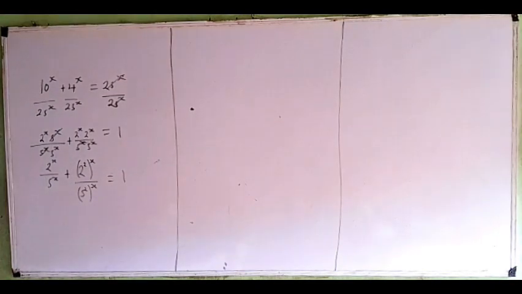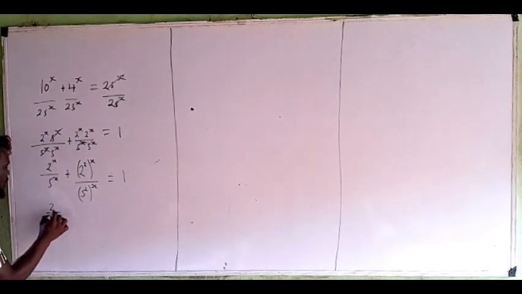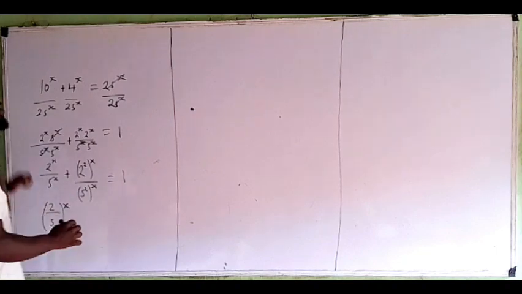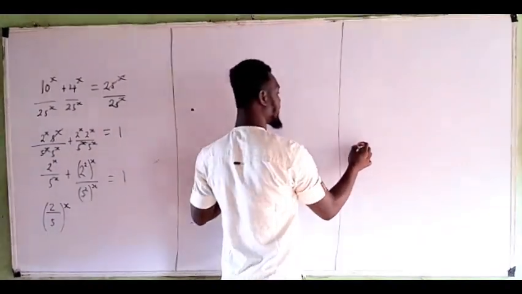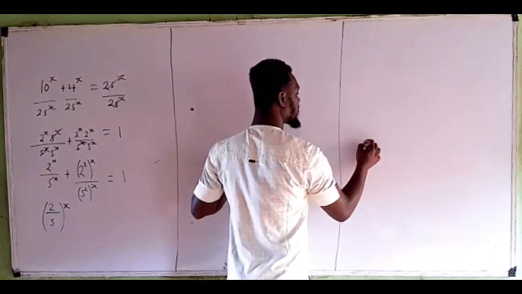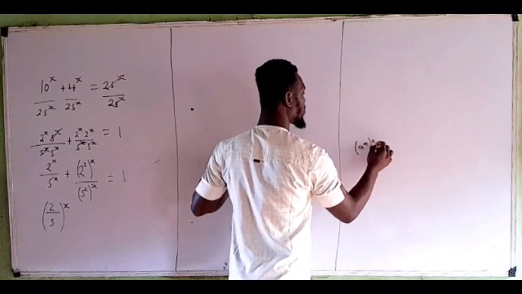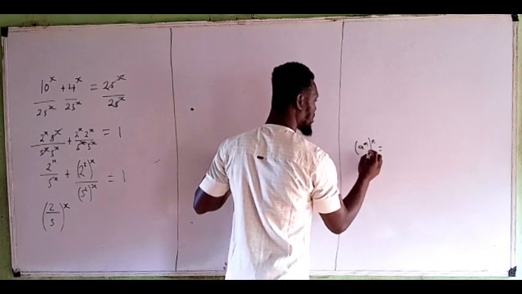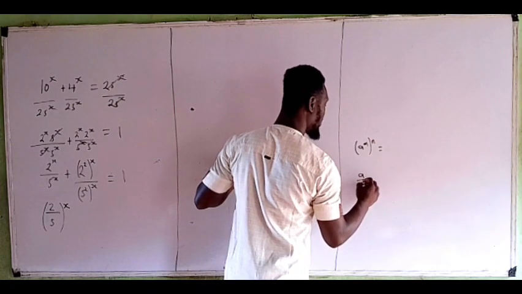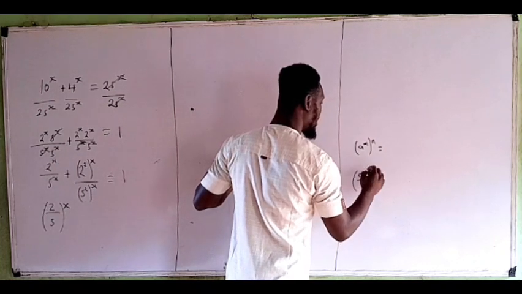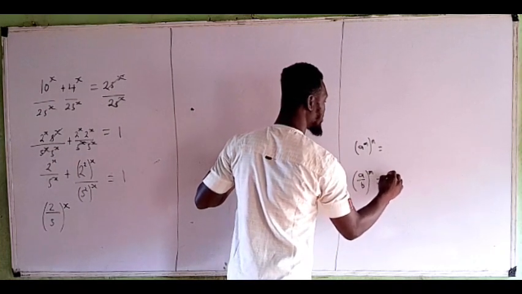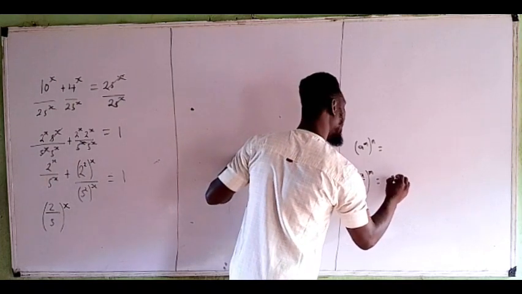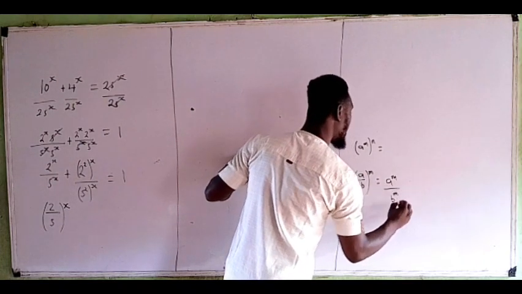Here this is the same thing as 2 all over 5 raised to power x. That's according to the laws of indices. If you have a power inside, and then there's another power outside, you can multiply both of them. And if you have a over b raised to power m, that is the same thing as a raised to power m all over b raised to power m.